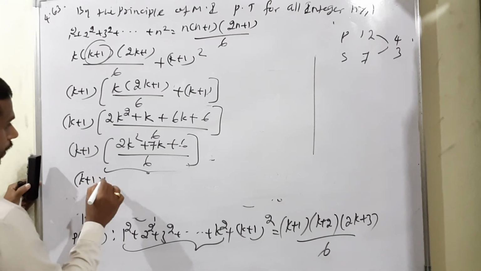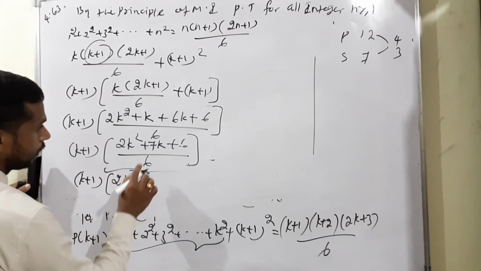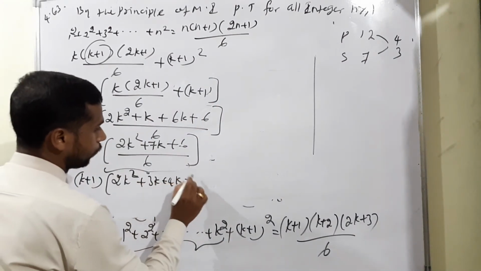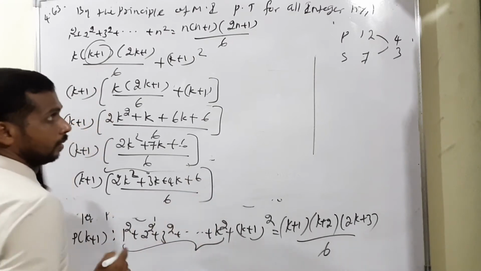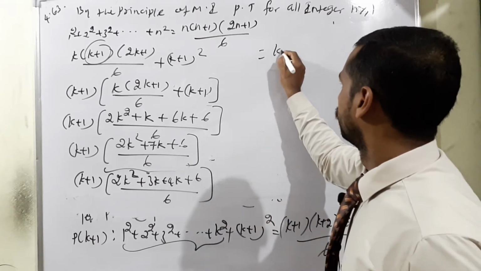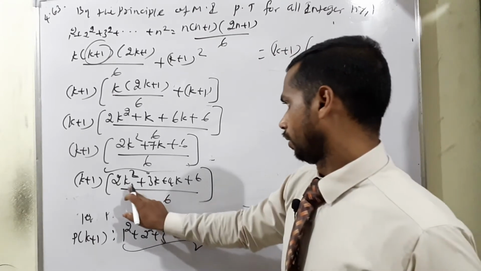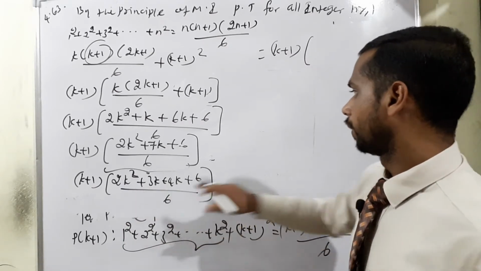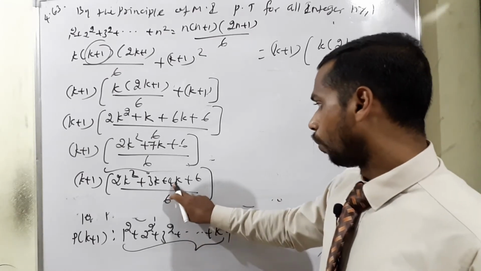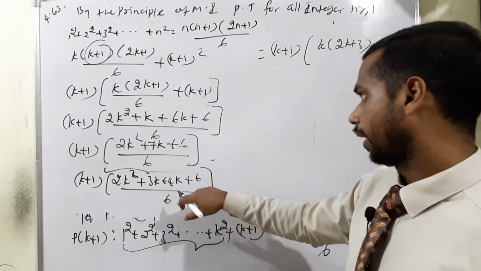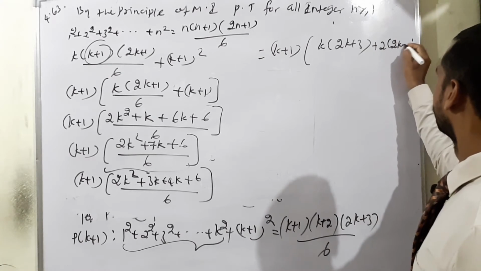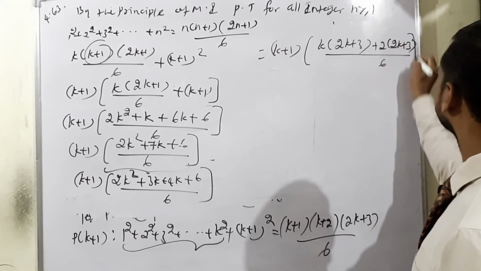So k plus 1 as it is inside 2k square, instead of 7k we can write it 3k plus 4k, plus 6, divided by 6. Now k plus 1, then k take common outside means 2k plus 3 will come. Next, 4k plus 6 is there, so 2 take common outside means we can write 2k plus 3, the whole term divided by 6.